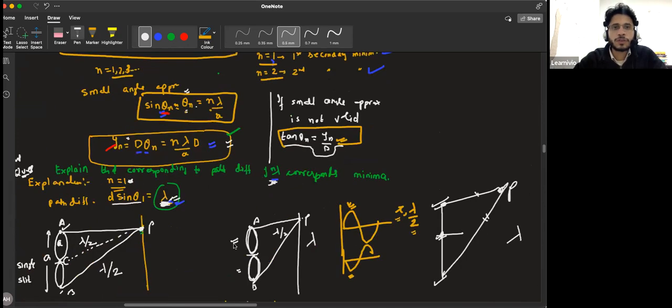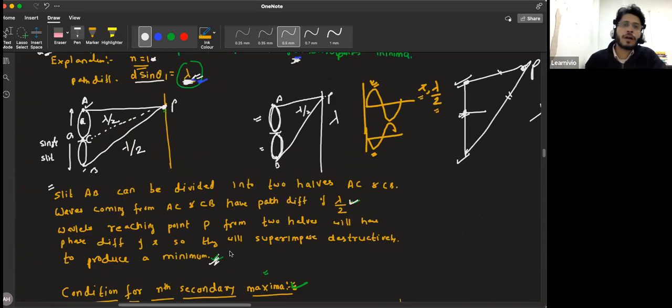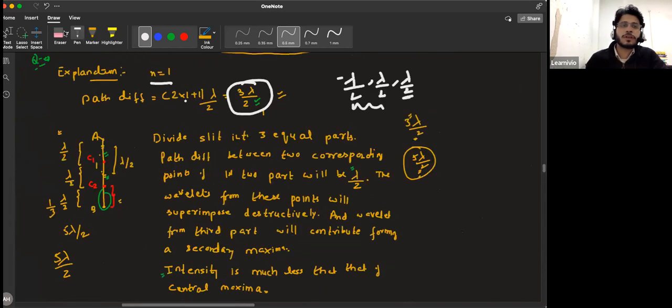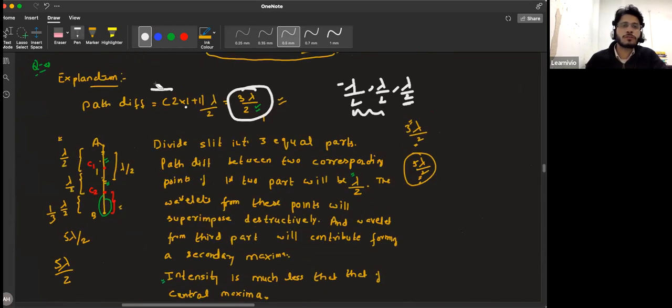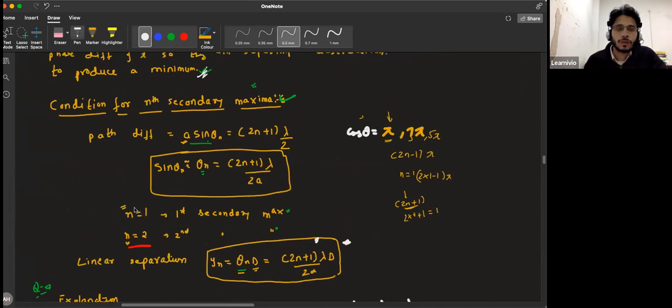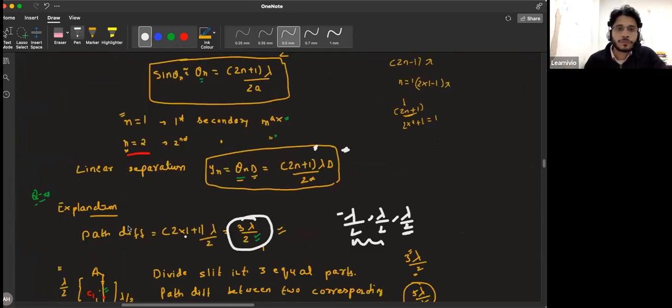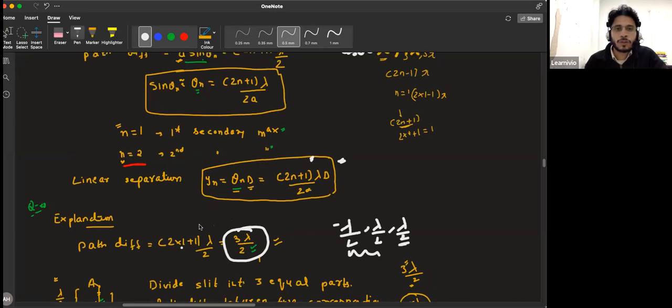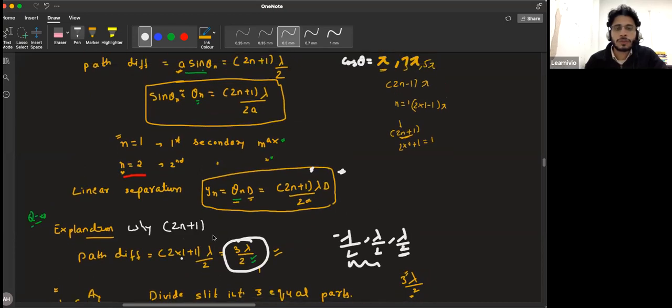Similarly, there is another question: explain why path difference of (2n plus 1) lambda by 2 corresponds to a maxima. A similar question like this. We have discussed the path difference of (2n plus 1) lambda by 2 means a maxima. Why is it so? Why does (2n plus 1) lambda by 2 result in maxima?